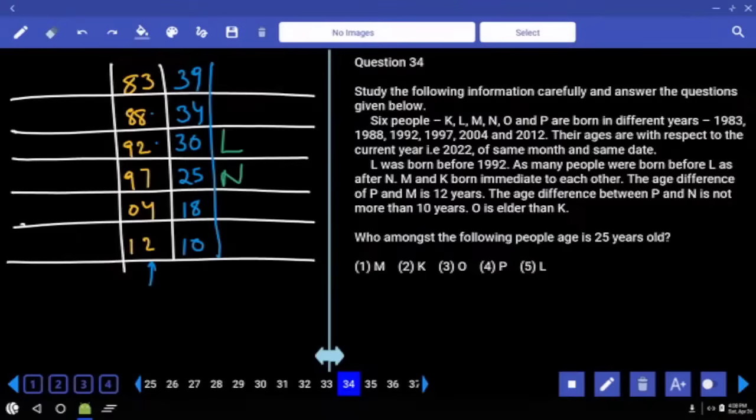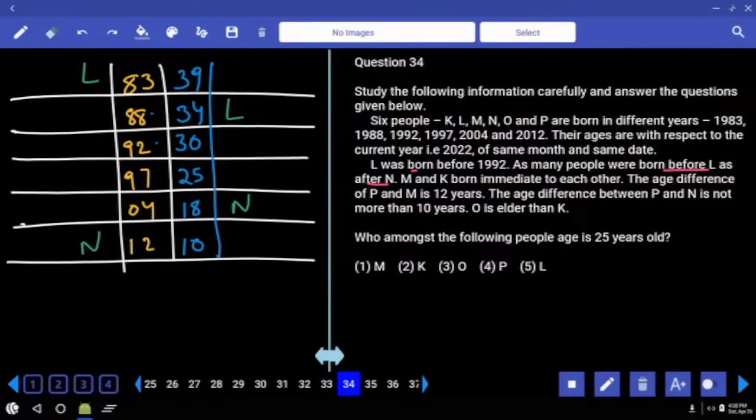No, as many people were born before L as after N. Before L, how many? L was born in the year 1992. Before 92, sorry, L was born before 92. There are 2 possibilities. Clear? As there are 2 possibilities, L and N are the same.